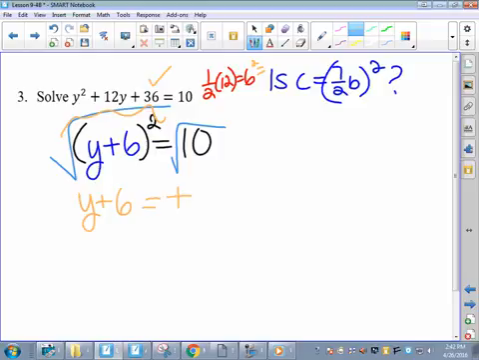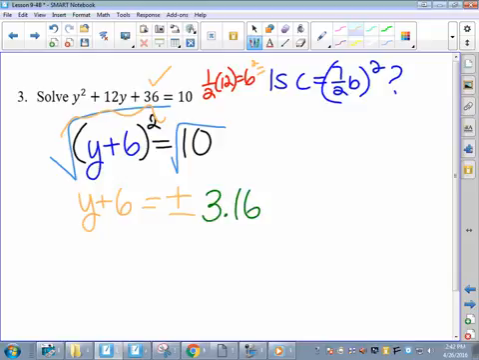We know that this is going to be a positive and negative. What is the square root of 10? It's not a perfect square, right? So we're going to have to do a little bit of crazy math. So I think it was a positive and negative, gosh, I can't even remember. It's 3 point something. 3.16.